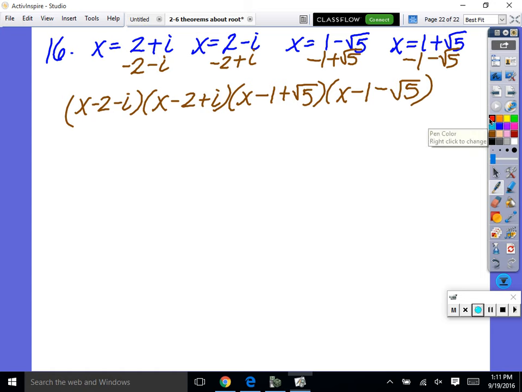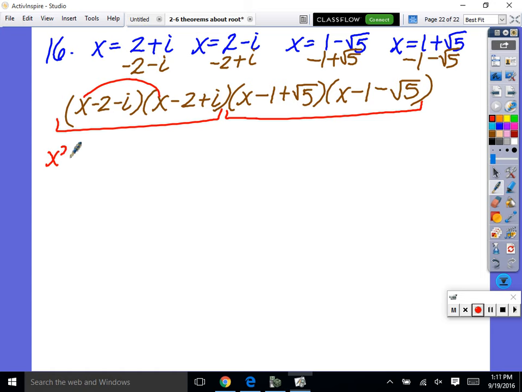So that's 16, how you should be getting it set up. It's a pretty advanced one. Take my advice and make sure you multiply the conjugates together and the conjugates together. This is going to be on the video if you need to go back and watch it.